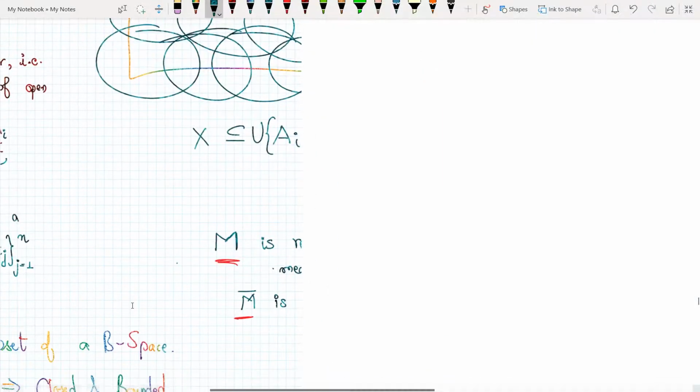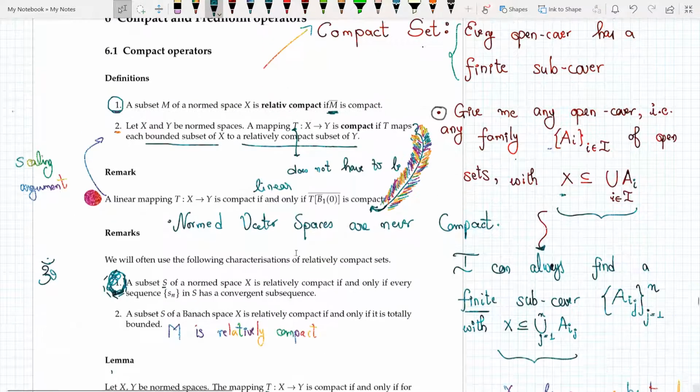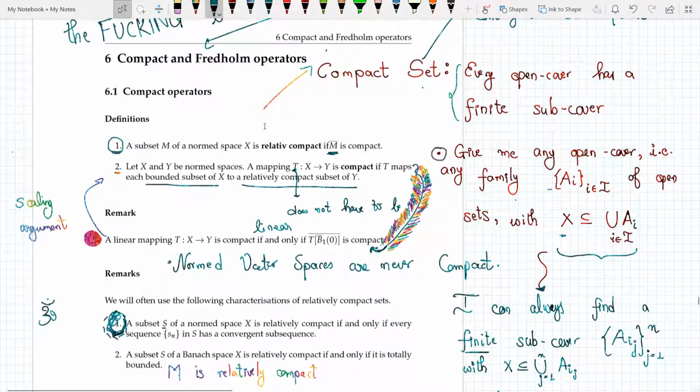So that's pretty much what I say, that let X and Y be normed spaces. Then I say the mapping T from X to Y is compact if and only if for each bounded sequence xn in X, the sequence Txn in Y has a convergent subsequence. So how do I proceed with it? I proceed as follows. Definitions would help us to deal with this. X and Y are normed spaces, a mapping T is compact if T maps each bounded sequence of X to a relatively compact subset of Y.